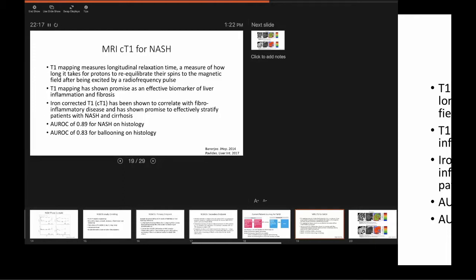The Madrigal trial is using corrected T1. We're using it in the NGM trial, so we're going to get more data. But this is all within the guise of clinical trial, so we're trying to do a pivotal trial to understand its true effectiveness in determining the amount of activity and fibrosis in these patients.